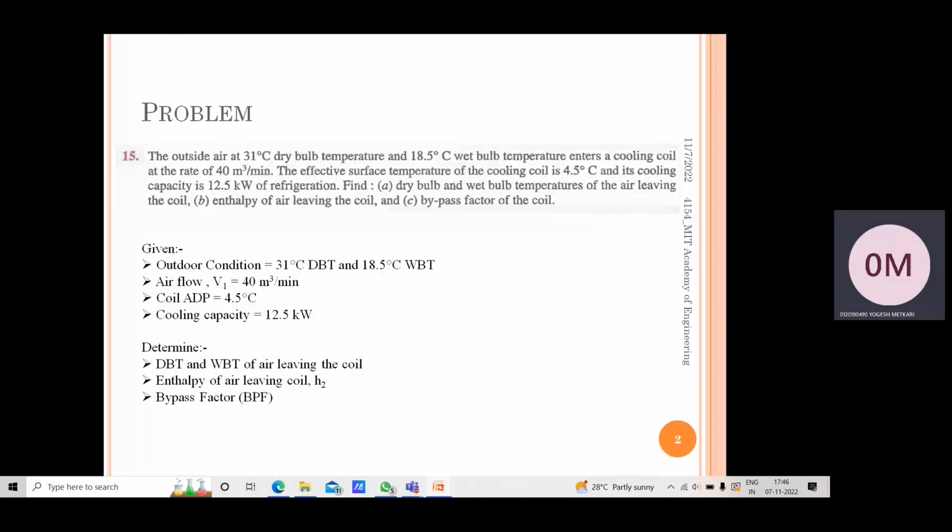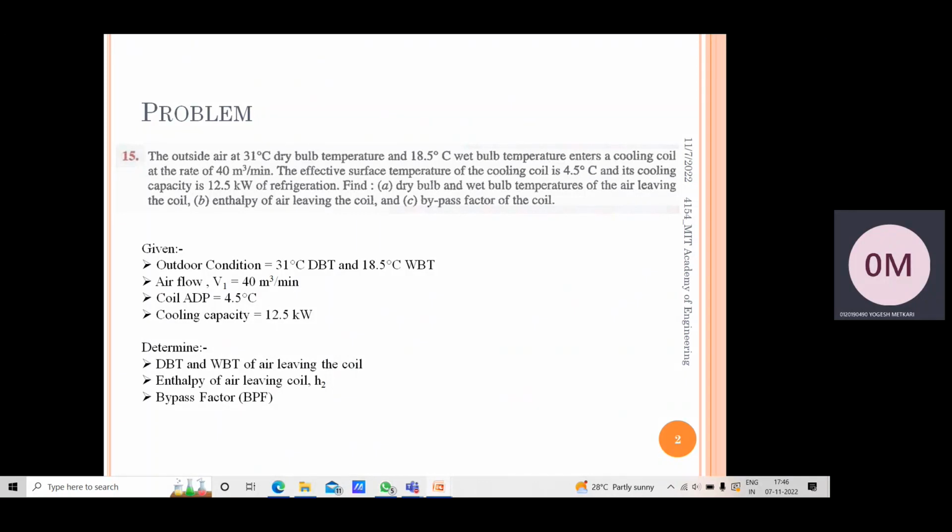So here we have taken one problem statement. The outside air is at 31 degrees Celsius dry bulb temperature and 18.5 degrees Celsius wet bulb temperature, enters a cooling coil at the rate of 40 meter cube per minute, and the effective surface temperature of the coil is 4.5 degrees Celsius. The effective surface temperature is also called the ADP. We know that ADP is the apparatus dew point temperature, which for the cooling coil is given as 4.5 degrees Celsius, and its cooling capacity is 12.5 kilowatt of refrigeration.